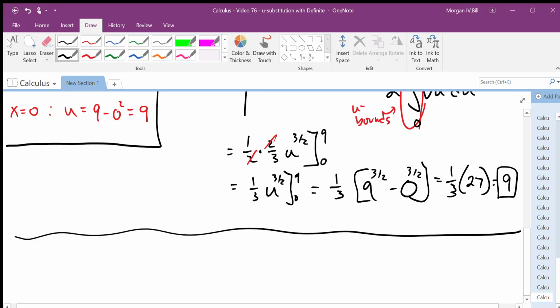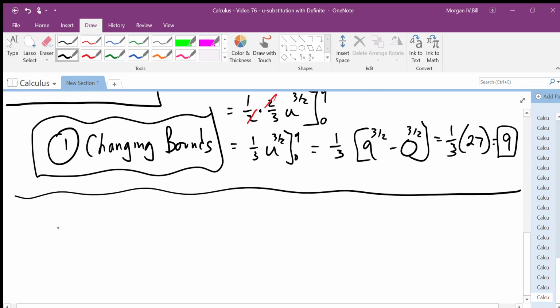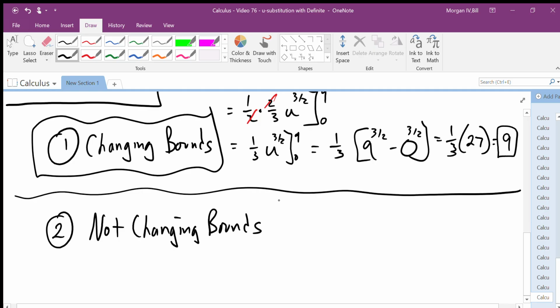So, for example, same problem. The first way, method number 1, was changing bounds. I like to change bounds, and as I'm working these problems in these videos, you'll see me changing the bounds when I'm doing u substitution for definite integrals. But you don't have to. Method 2 is not changing bounds. Let's work this same problem without changing bounds.